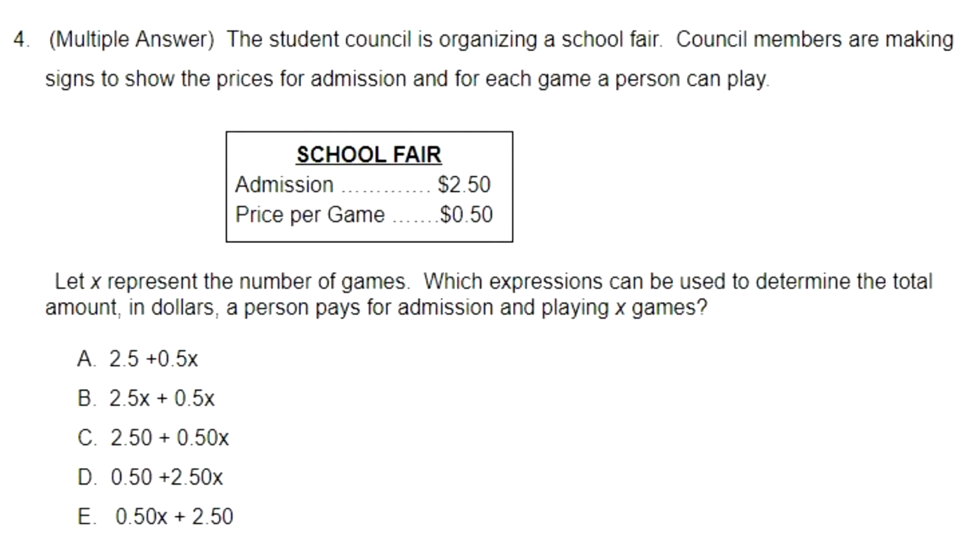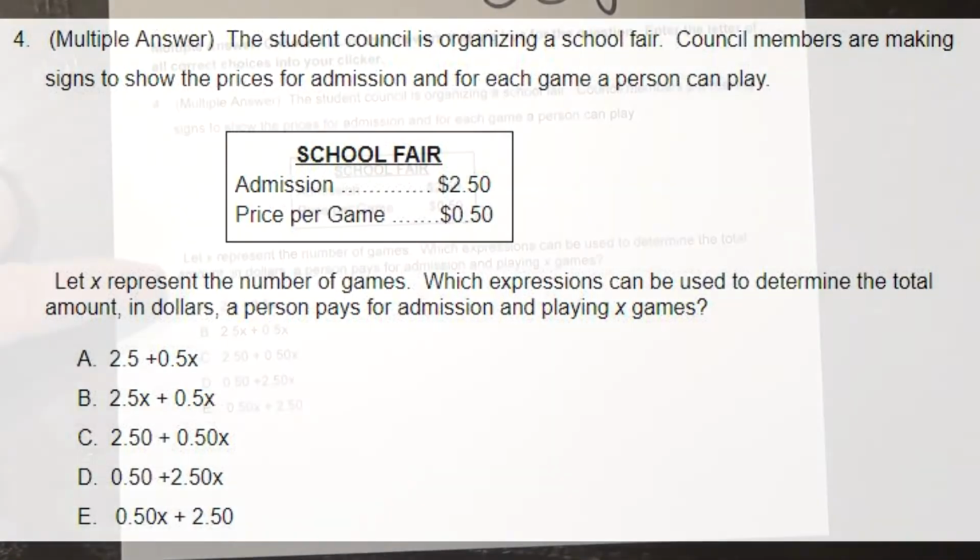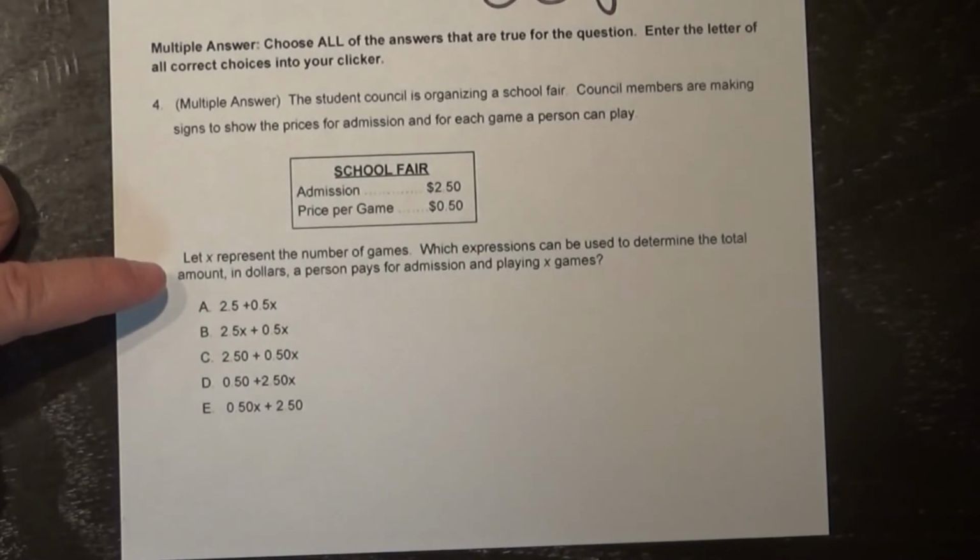So here we have the admission is $2.50. The price per game is 50 cents. Let X represent the number of games. Which expression can be used to determine the total amount in dollars a person pays for admission and playing X games? So X is the amount of games they play.